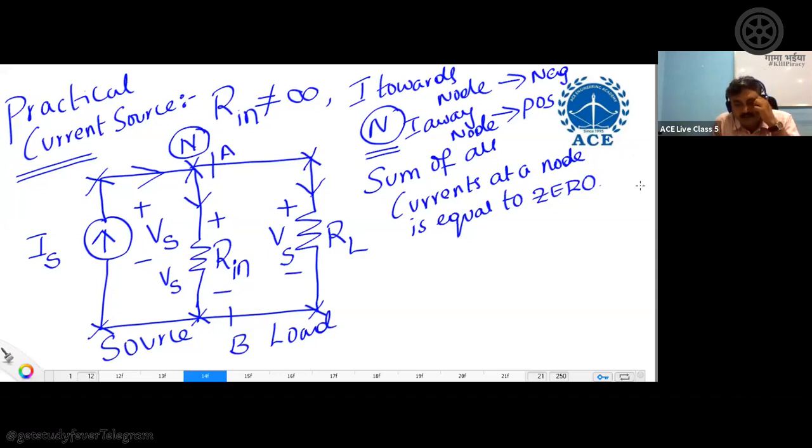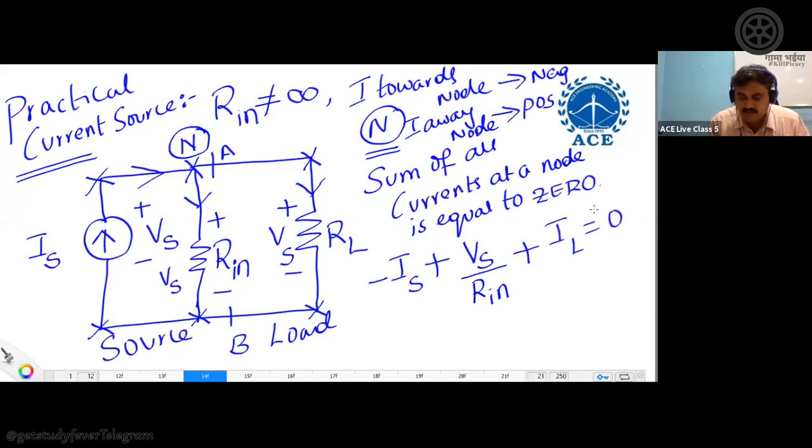So what is happening in this particular case? Is is the current that is coming towards the node, so take it as minus. The current flowing on this RIN is going away, so first write plus. Current is voltage by resistance, so Vs divided by RIN. And the current on RL is also going away, so first write plus. Let this current be IL, equal to 0. The current flowing on this branch I am taking as IL. So from here, IL is exactly equal to Is minus Vs by RIN.